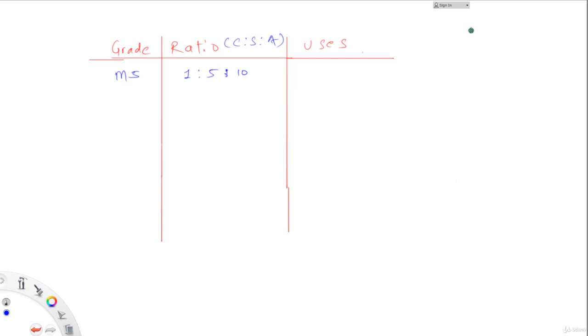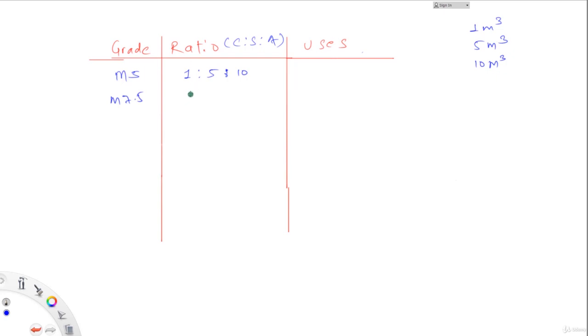It means that if you are using 1 meter cube of cement, in that case you have to use 5 meter cube of sand and you have to use 10 meter cube of aggregate. So 1:5:10. Next we have got M7.5. So you know what M5 is, right? M is mix and 5 is 5 MPa, megapascal.